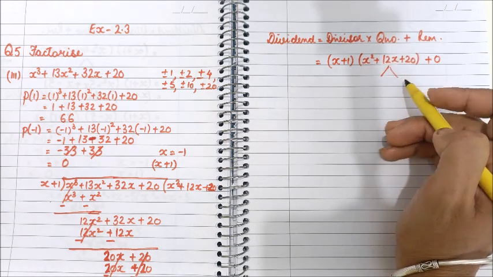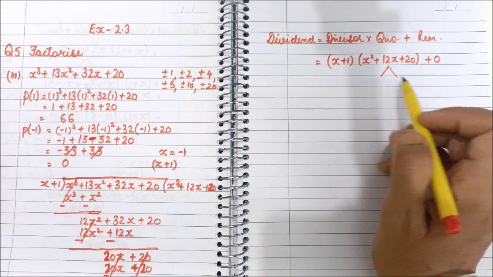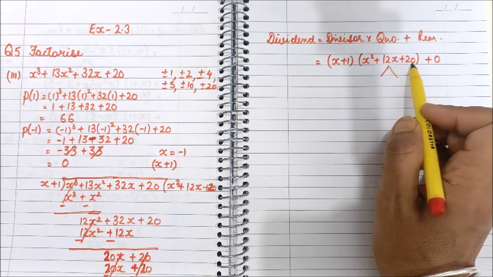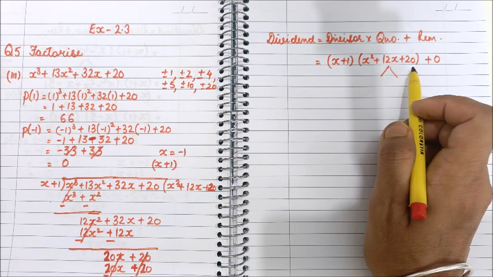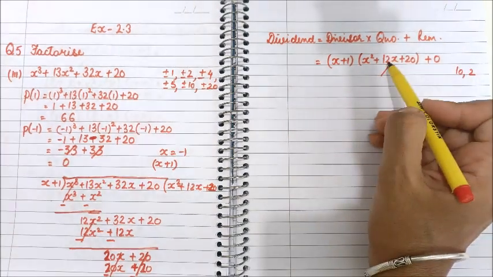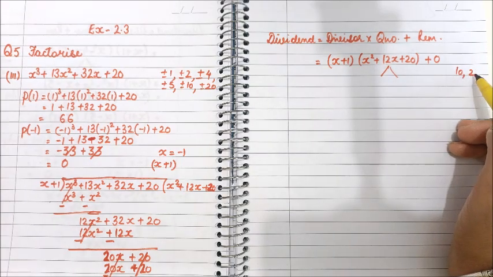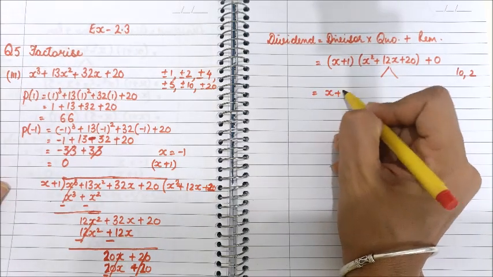So I am going to think about those two numbers whose addition should give me 12 and whose multiplication should give me 20. Thinking about these two numbers, it should be 10 and 2, because when I add these two, I will have 12. When I multiply these two, I will have 20. So this will be as it is, x plus 1.